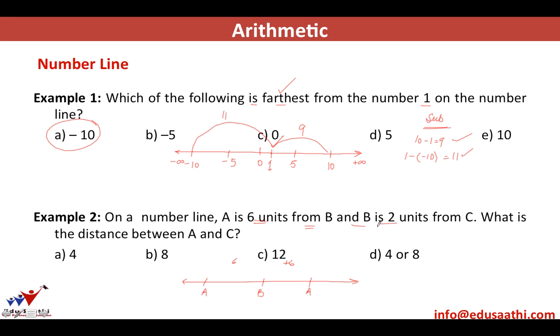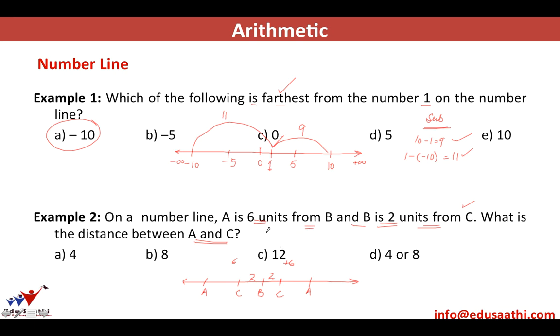And B is 2 units from C. Again, B is 2 units from C. C could be either way. C could be here also. So that means this is 2 units. C could be here also. This is again 2 units that we have. What is the distance between A and C? So that is the question that we have. These are the various possibilities.